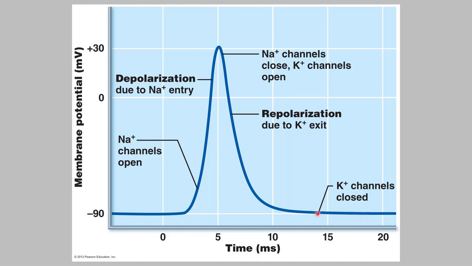Why not? Because remember what hyperpolarization went to? About negative 90, which is resting for a muscle cell. We don't go below that because we're already at negative 90. So that is the action potential graph of a muscle cell, almost identical to the action potential graph of a neuron. The only difference, negative 90 resting potential and no hyperpolarization because resting is negative 90.